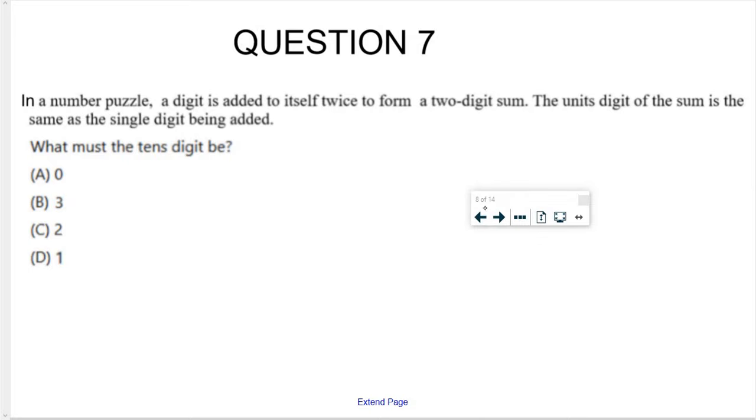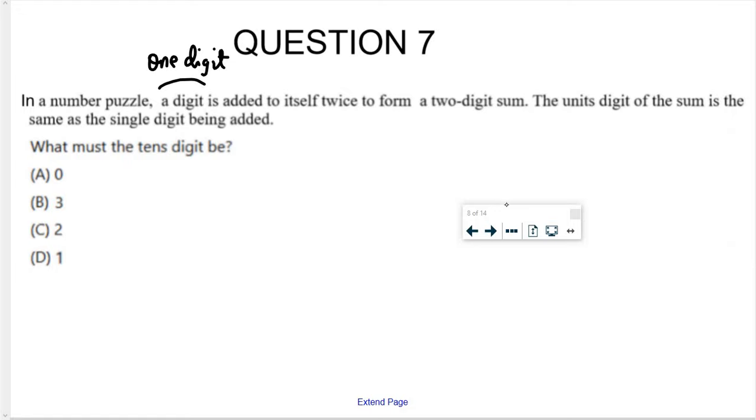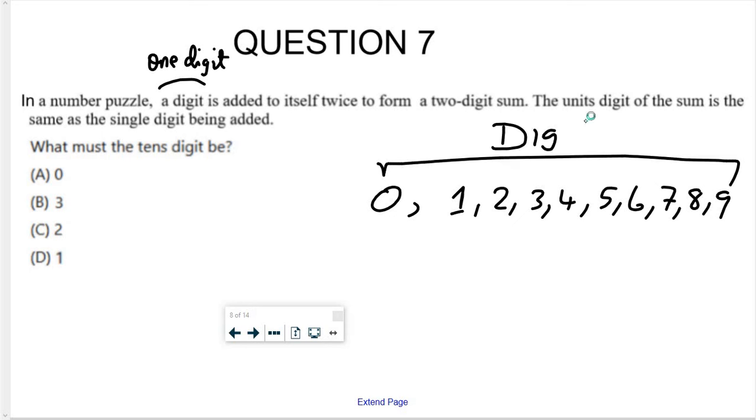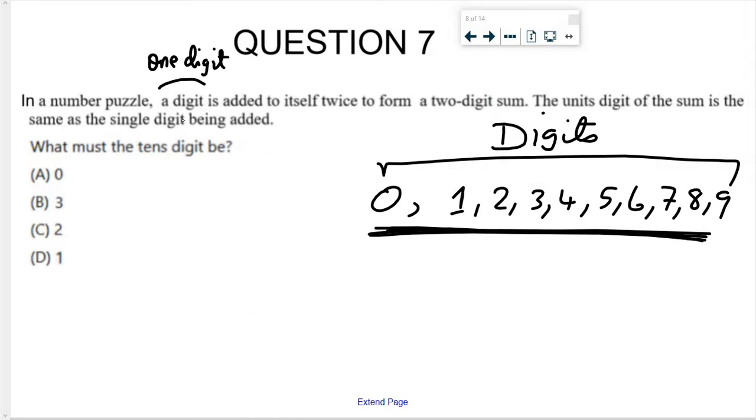In a number puzzle, a digit means one digit. And when I say digits, I mean 0, 1, 2, 3, 4, 5, 6, 7, 8, 9. So these are what we call digits. Now, one of these digits, we don't know it. So a digit is added to itself.